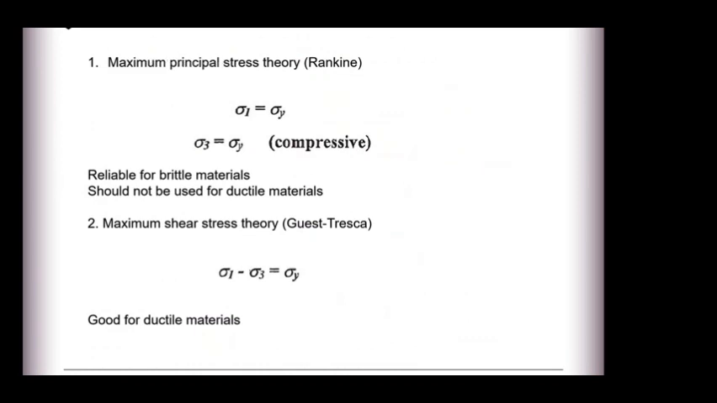So that's the maximum principal stress theory. The second theory is the maximum shear stress theory. Here you take the principal stresses, sigma 1 being the maximum principal stress, sigma 3 being the minimum principal stress, and you work out the difference between those, so sigma 1 minus sigma 3. When that's equal to the yield stress, that's when you're likely to see failure. That's been shown to be pretty good for ductile materials. So there's two of our theories, the maximum principal stress theory and the maximum shear stress theory.